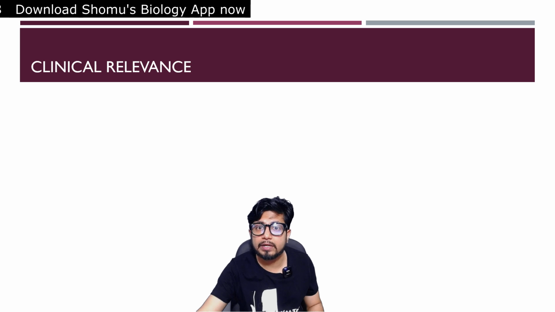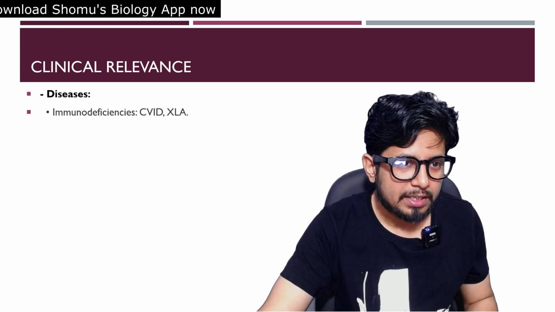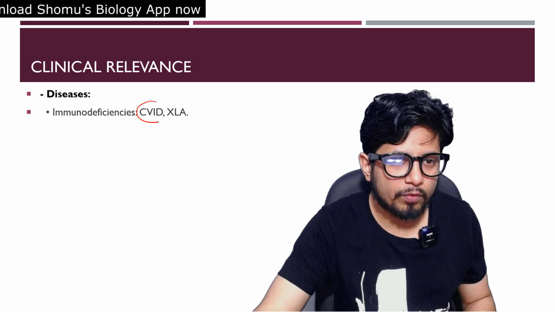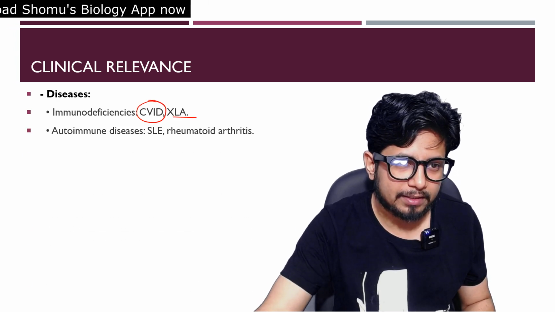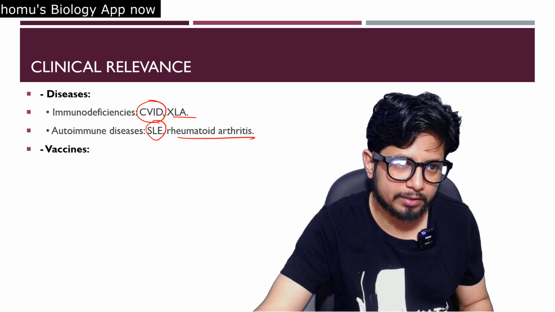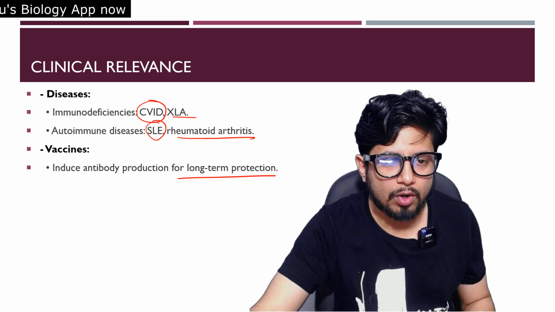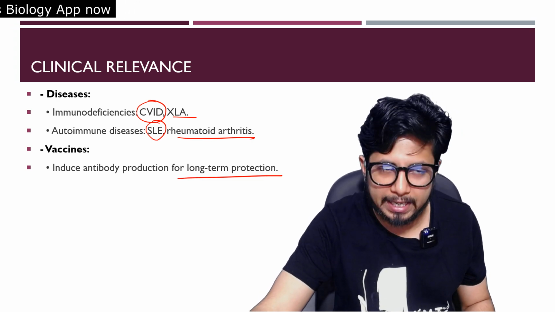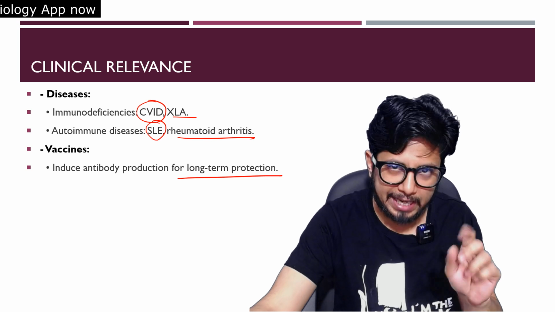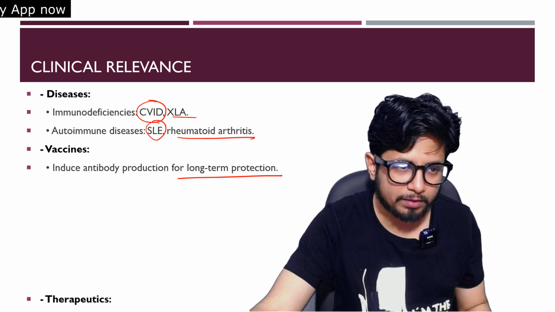What is the clinical relevance of humoral immunity? Diseases include immunodeficiencies like COVID and XLA. Autoimmune diseases like SLE and rheumatoid arthritis are also related to that. Vaccines induce antibody production for long-term protection, and we tap this humoral immunity and make it viable for the development of vaccines.